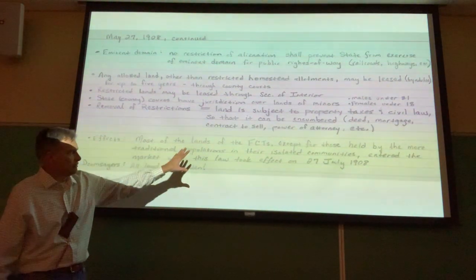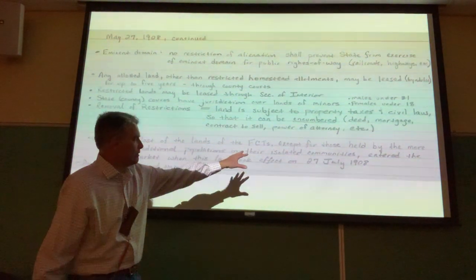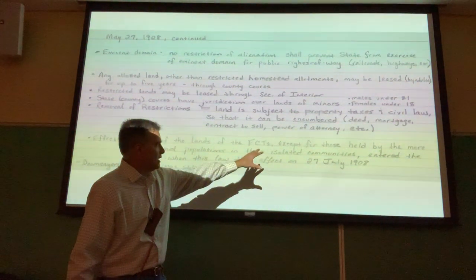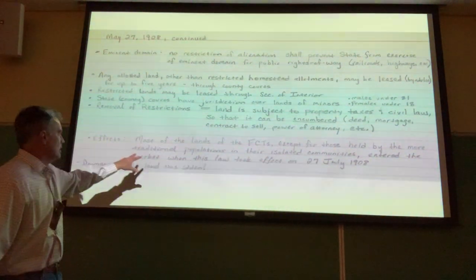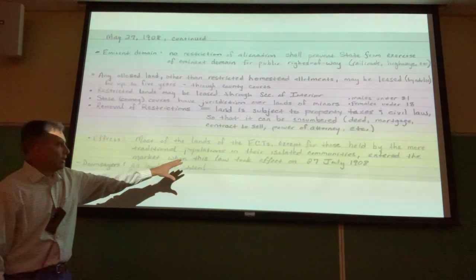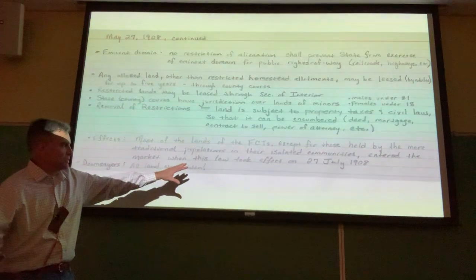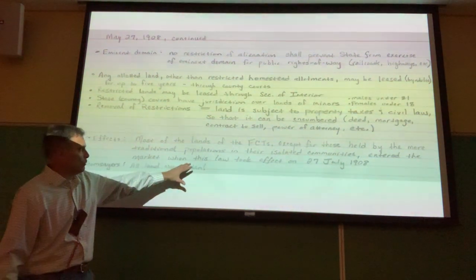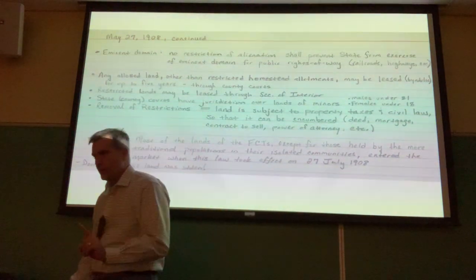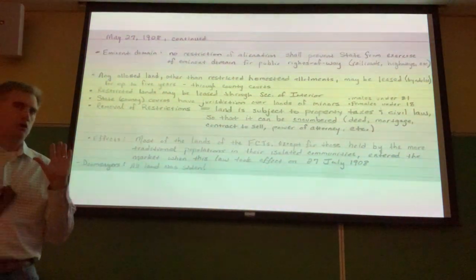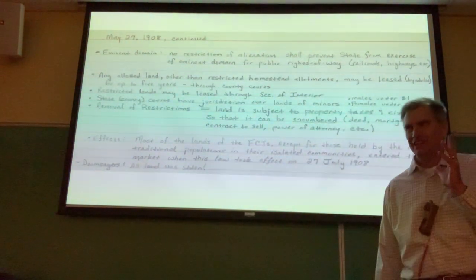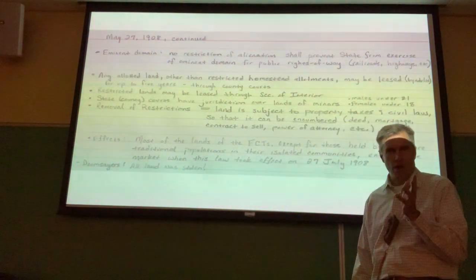Most of the lands of the Five Civilized Tribes, FCTs, whatever you want to say, Five Tribes, most of the lands, except for those held by the more traditional populations, the three-quarters blood or more, in relatively isolated places, tended to enter the market when this law took effect in 1908. So this is why Oklahoma is different. This is what makes Oklahoma tribal jurisdictions problematic.